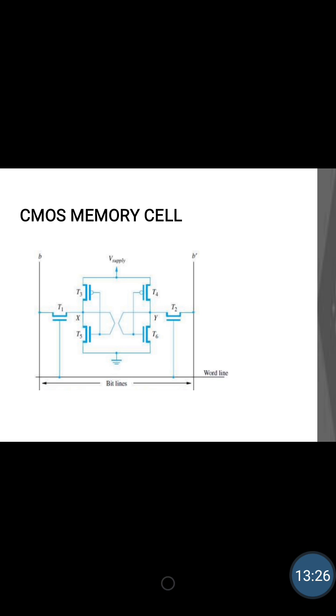During write operation, the bus already contains the data. So, B will be 1 and B bar is 0, assume B is 1. Turn T1 and T2 on by making the word line high. Whatever the content of B is will be transferred to X by T1, which turns T3 and T5 on and T4 and T6 off. The same applies for 0, then the opposite transistors will be on and off. So, this is all about the CMOS memory cell, which is more advantageous than the previous case.